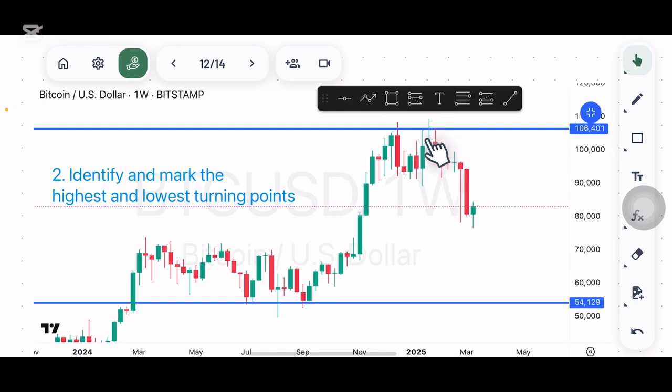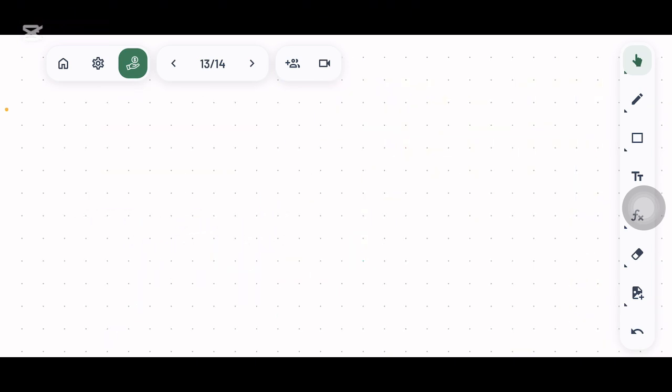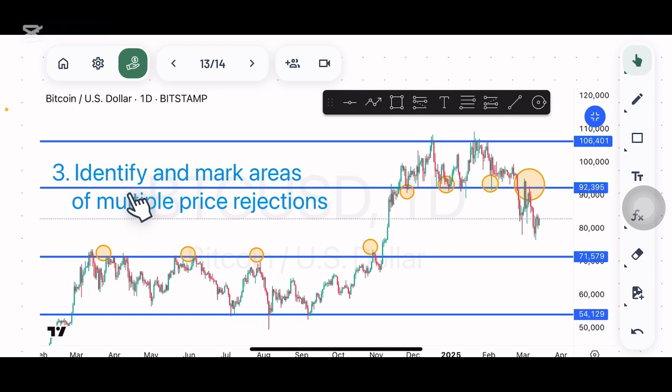Price will either break below this low if it comes to it again and retest it, or it will bounce off from it. If it bounces off from it, then you are targeting this high. But if it breaks below it and retests, then it will go down. So you must identify and mark the highest and lowest turning points. That's the second point. Then the third step is identify and mark areas of multiple price rejections.